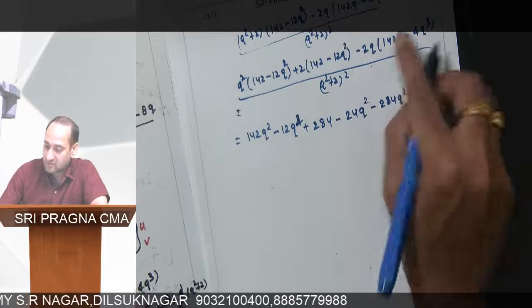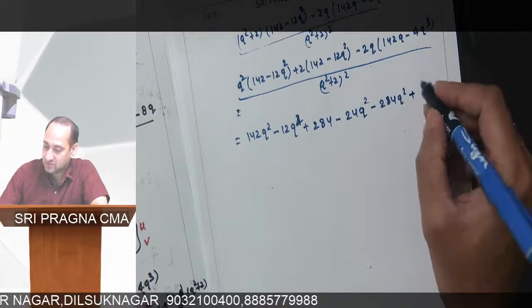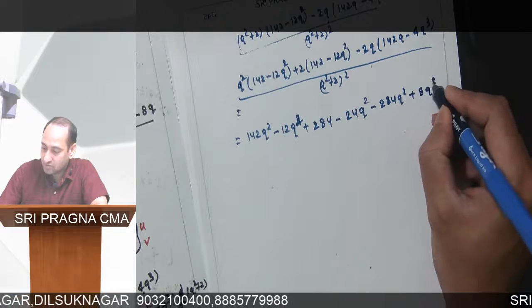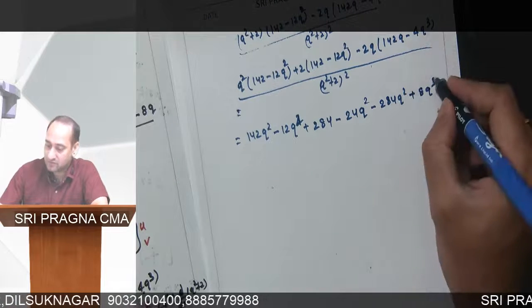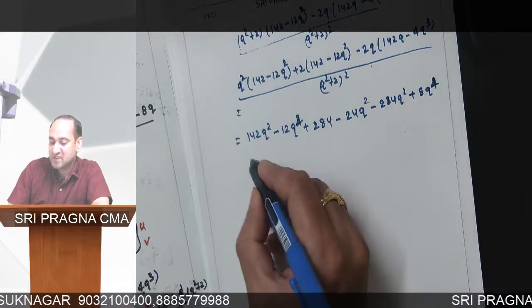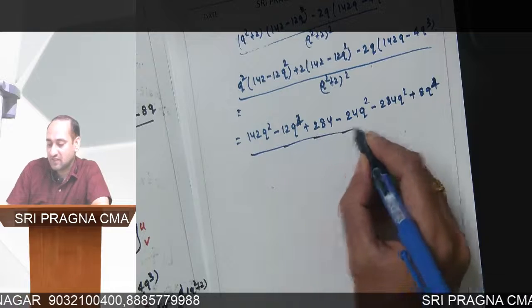No. This minus will become plus. So this will become 8 q. 4 है? 4 है. Yes, 4. So this type of mistakes may happen. When you solve these lengthy equations, you have to focus on all these things.